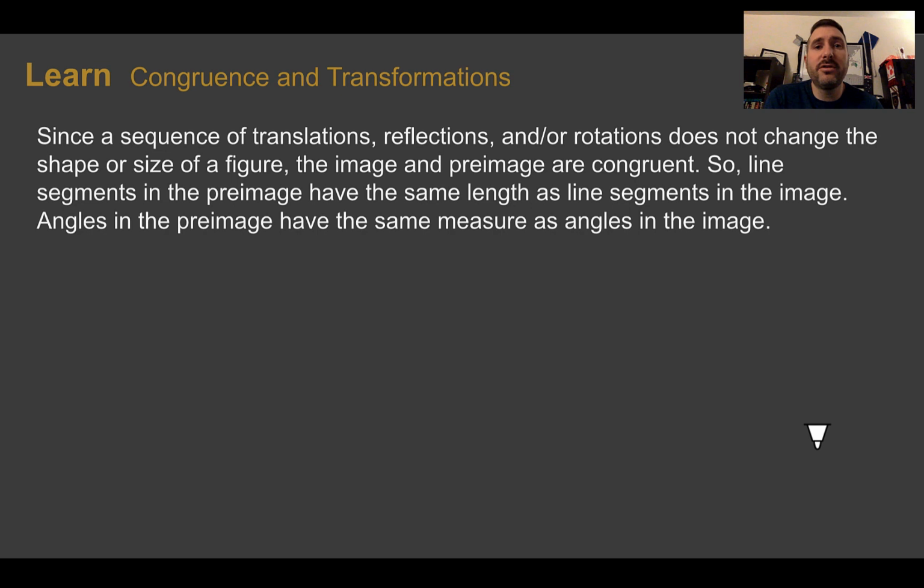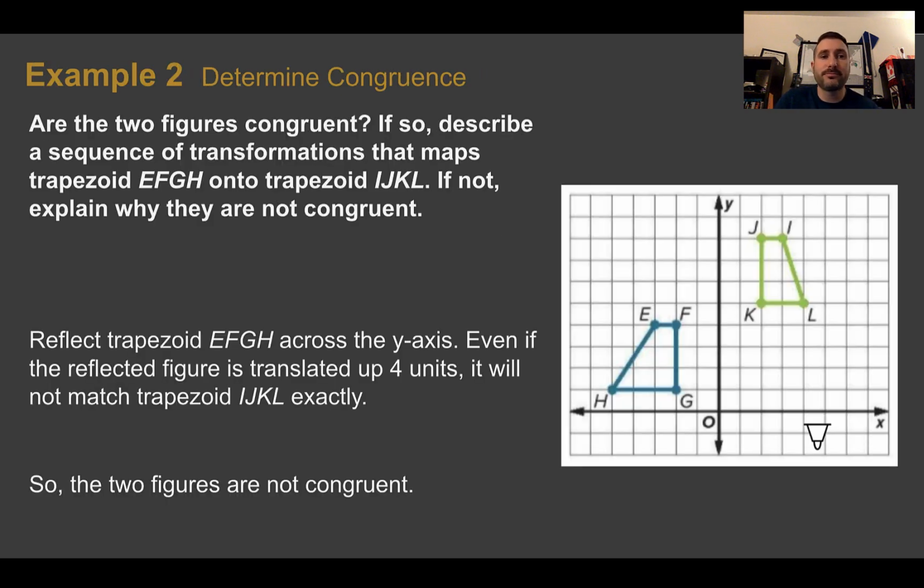All through this, the thing you need to remember is anytime you can have a sequence of translations, reflections, or rotations to go from one figure to the other, they are congruent because none of those change the size or the shape. If the size changes or if the shape changes at all, so maybe it's a little bit skinnier or a little bit wider than it was before, those are no longer congruent. They will have the exact same side lengths, the exact same angles, just maybe rotated or flipped.